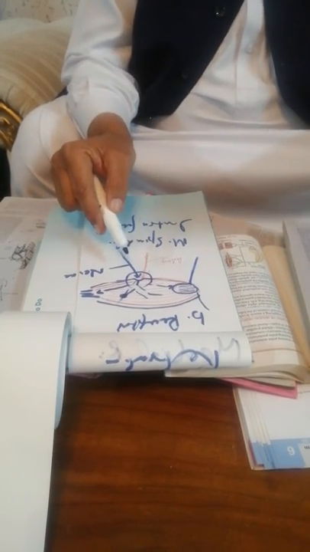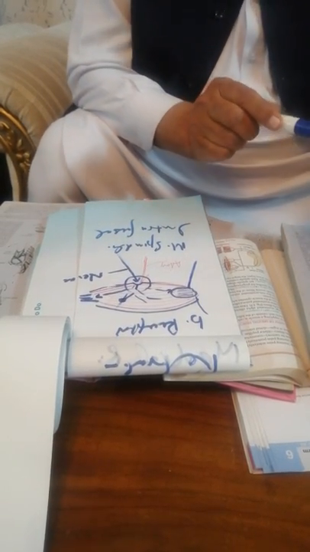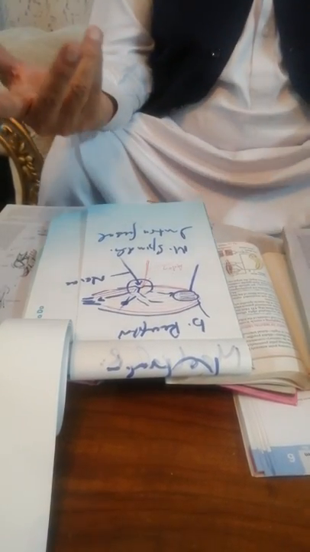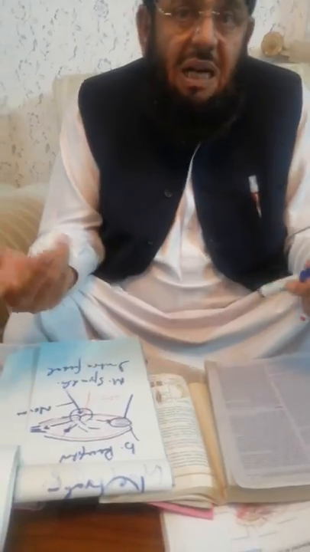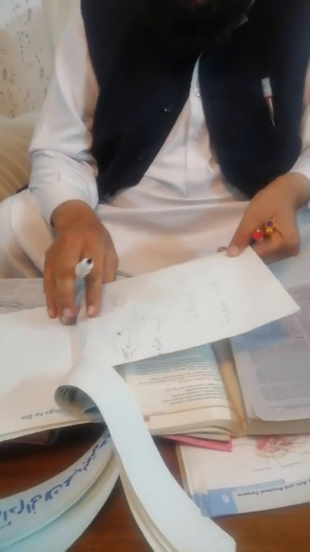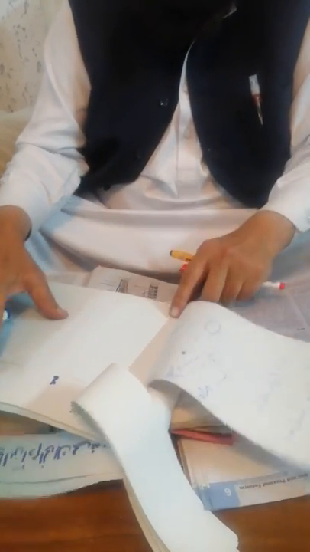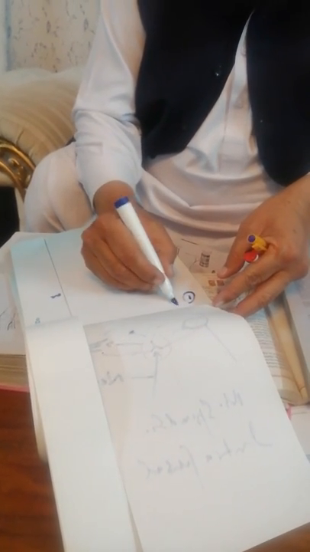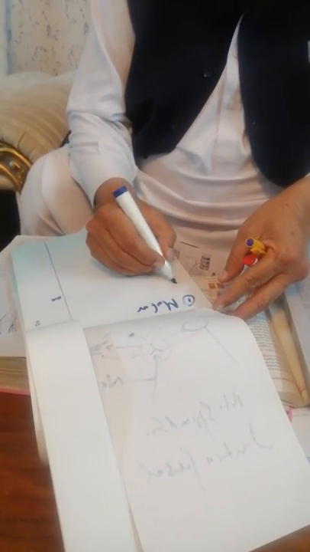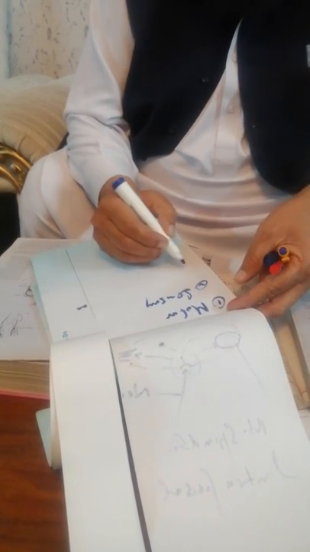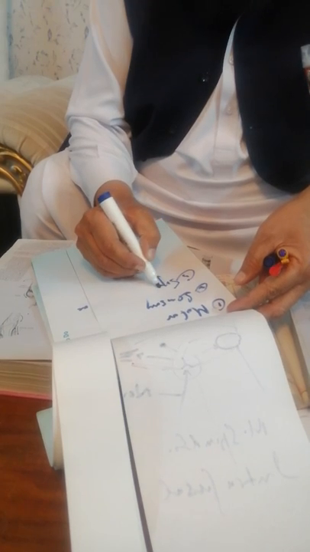Now the nerve which supplies the skeletal muscle is usually said to be a motor nerve, but it is not only motor. Each nerve that enters into the skeletal muscle consists of motor fibers, then sensory fibers, and then sympathetic fibers.